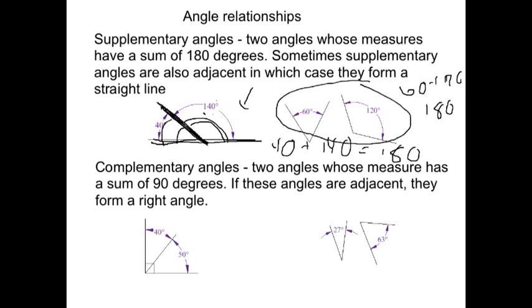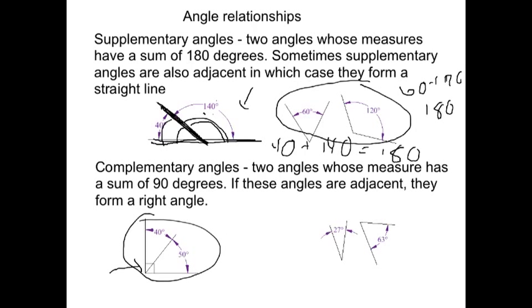Complementary is kind of like supplementary, except complementary angles are two angles that add up to 90 degrees. Supplementary, 180. Complementary, 90. Complementary, C comes first in the alphabet. 90 comes first on a number line. S, supplementary is next, 180 degrees. Complementary, 90.